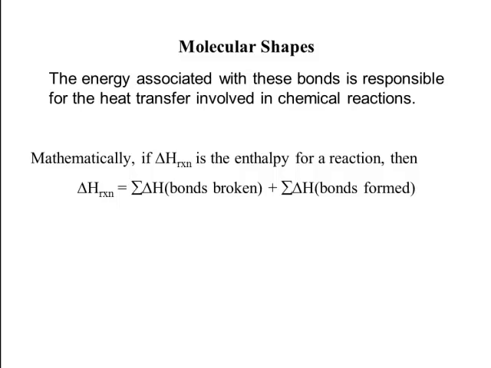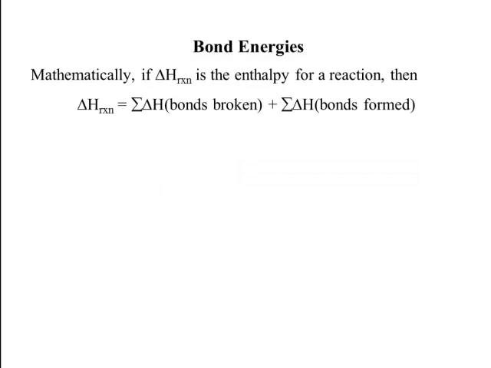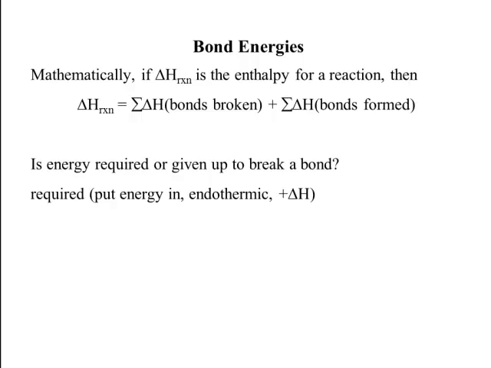Mathematically, for calculating a delta H reaction using these bond energies, we'd look at the sum of the delta H for the bonds being broken plus the sum of the delta H for the bonds being formed. Okay, now, when looking at this equation, you have to keep some things straight. So when we look at a bond being broken, is that going to require us to put energy in, or are we going to get energy out from that process? Well, in order to break a bond, we have to put energy in. Okay, which means that's going to be an endothermic process, which means our delta H values for those bonds being broken are going to be positive delta H values.